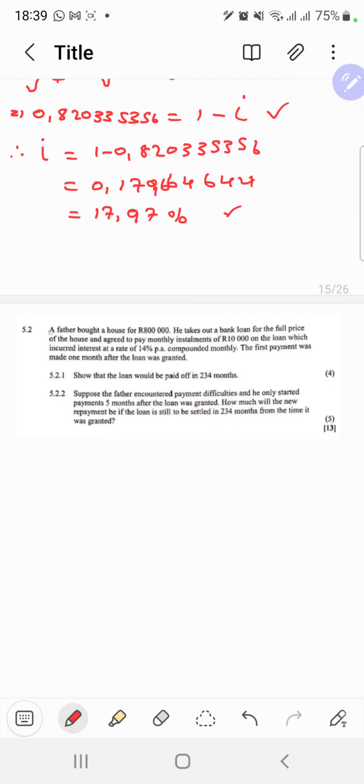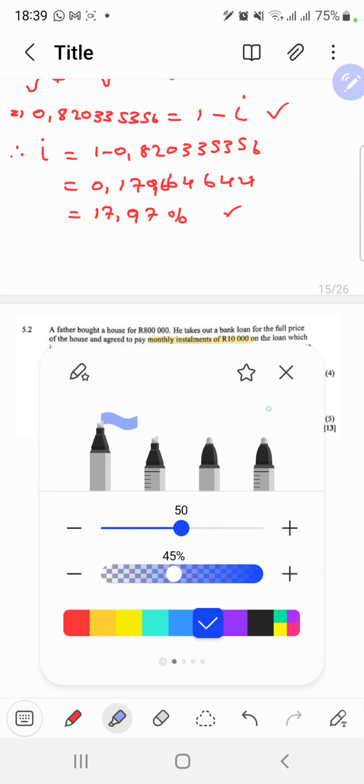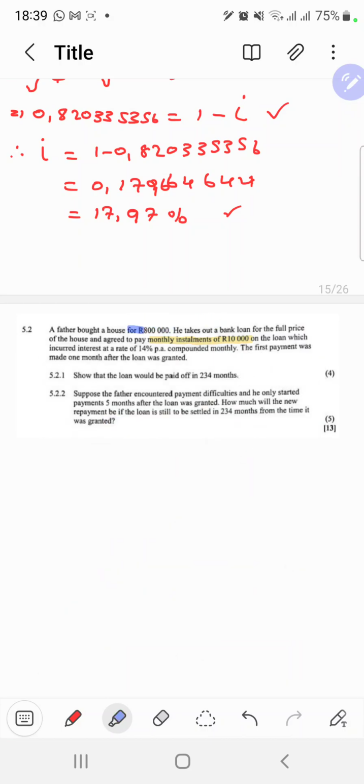All right, the next question says, a father bought a house for 800,000. He takes out a bank loan for the full price of the house and agrees to pay monthly installments of 10,000 rand. So this is monthly installments of 10,000 rand. Total. So, and then we look at this one. A father bought a house for this one. Okay, that is basically the amount of the A, the present value. That is the money that we're probably going to be looking for.